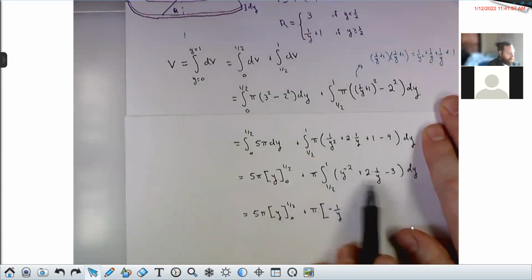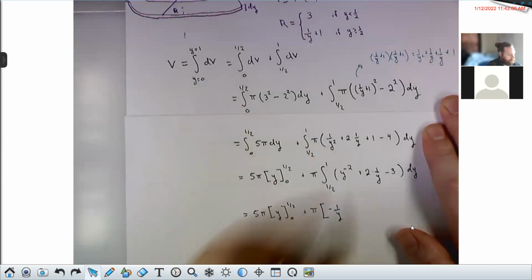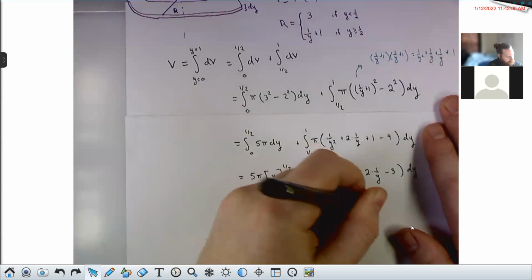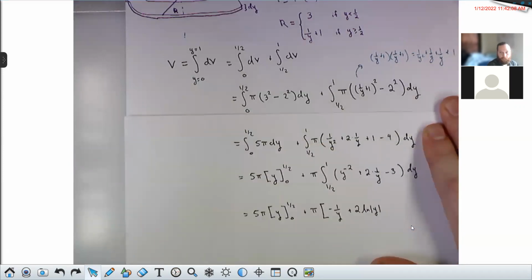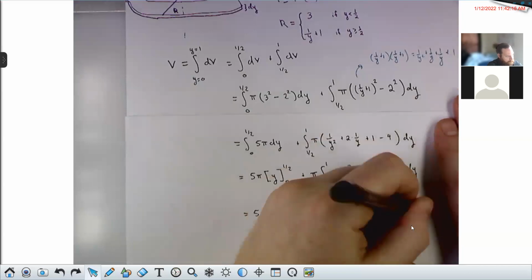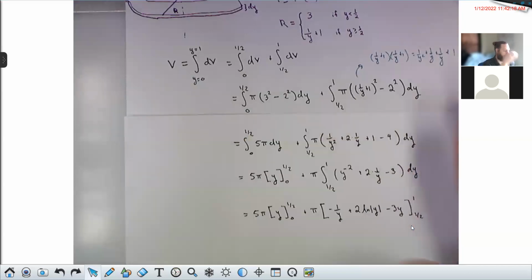Plus 2 times 1 over y. Antiderivative for 1 over y is the natural log of the absolute value of y. So this is 2 ln absolute value y. And then minus 3, antiderivative for that dy is just minus 3y. And we're evaluating from 1/2 up to 1. Any questions on the antiderivative step here?